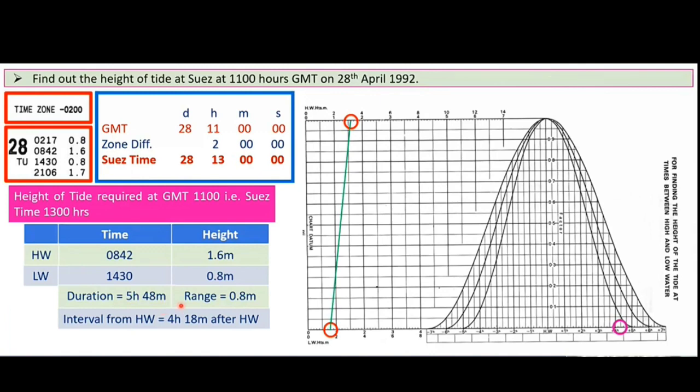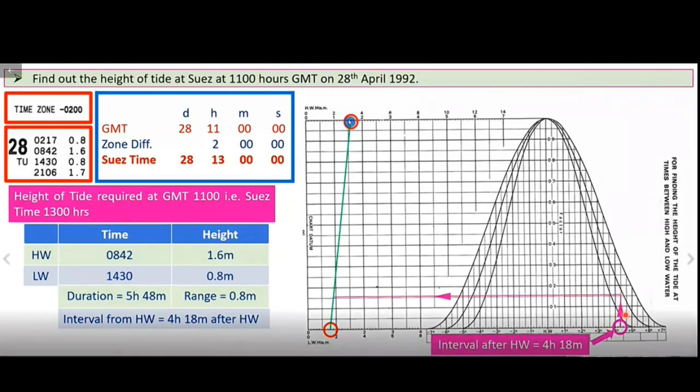So we go vertically up from here. This is the interval after high water. So we go vertically up to 5 hours 48 minutes. And from there we go horizontally to hit the interpolation line. Okay. So बेटा सबसे पहले तो हम 4 hour 18 minutes plus गए high water से, because our time was 4 hour 18 minutes after high water.